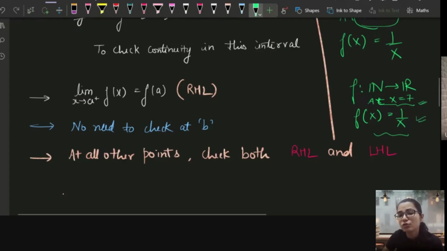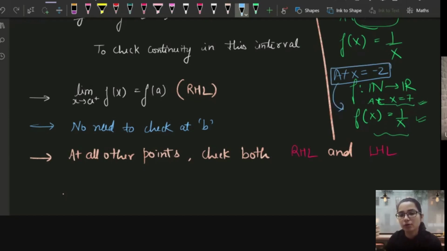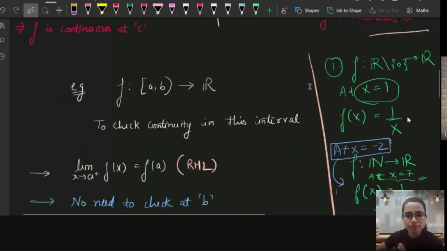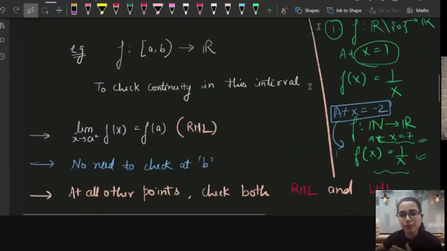But if someone asks you, let's say, whether this function is continuous at x equal to -2, then in that case, it is not continuous because it is not defined at that point. You don't have a value corresponding to -2. So these are 2 different criteria. These are very basic things that you should know. I hope you know it already. If you didn't, I hope you know it now.